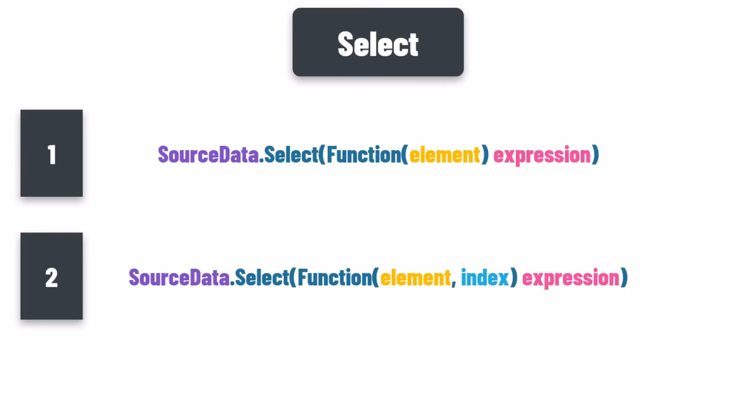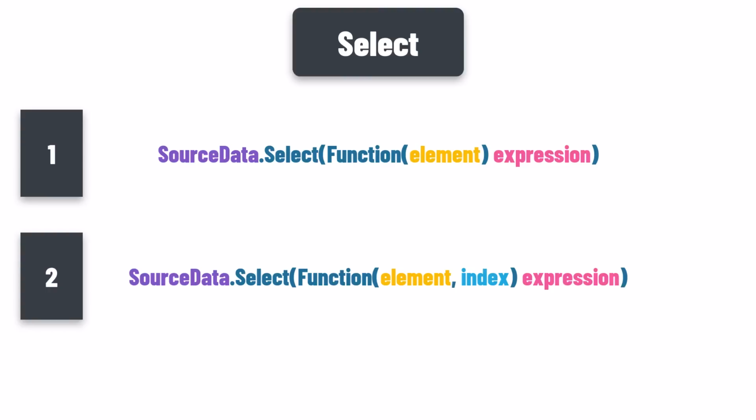The second overload extends the functionality of the first by introducing an index parameter. This index represents the position of each element within the source sequence. The presence of this index parameter allows us to incorporate the element's position in our projection logic, enabling more sophisticated scenarios, where the order or position of elements is crucial.